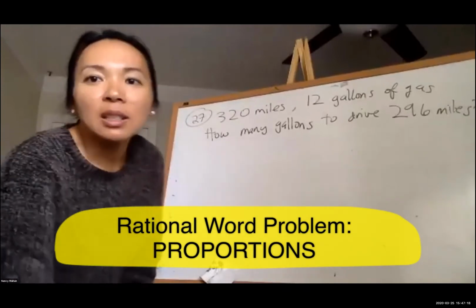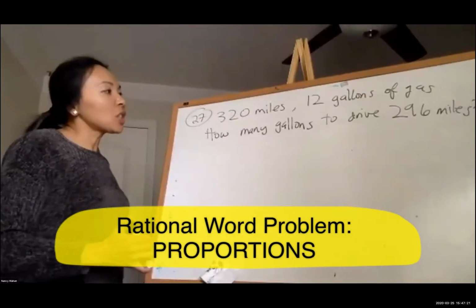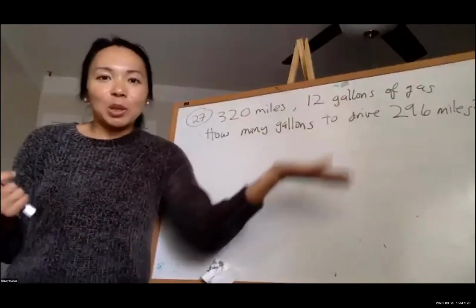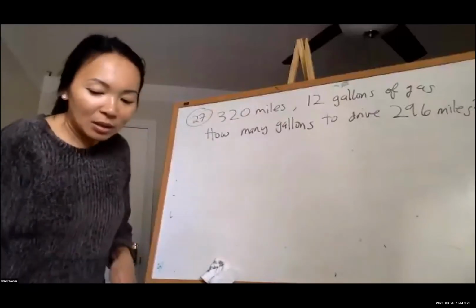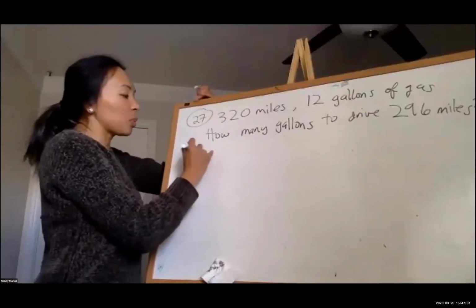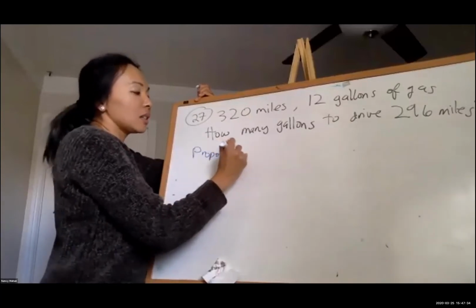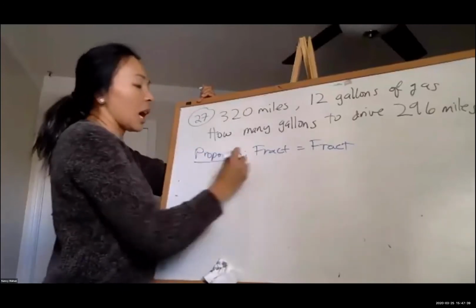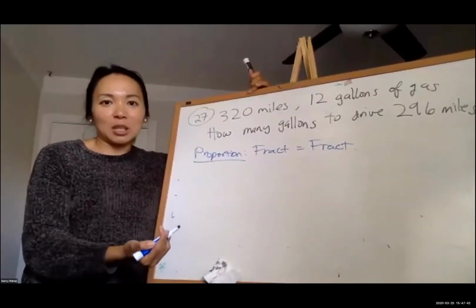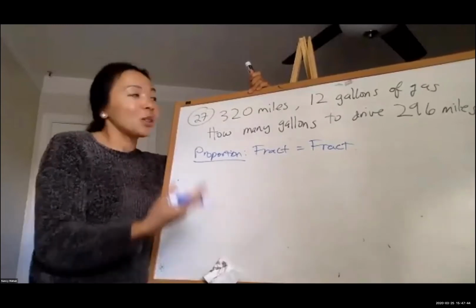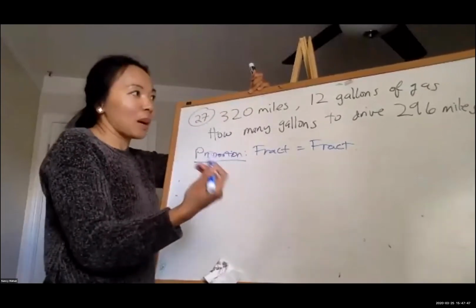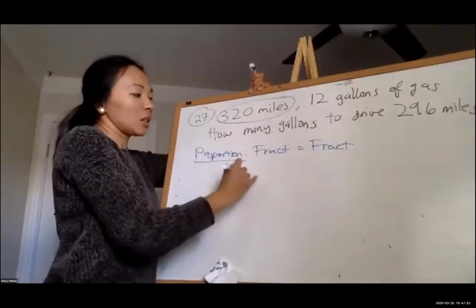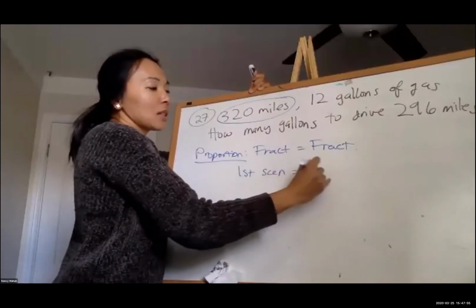So here a proportion is, I'm comparing two things, right? But it's the same car, the same person driving the car. So I'm going to create a proportion. A proportion is a fraction equal to another fraction. I'm comparing two things that are proportional to each other because it's the same car, and therefore it uses the same mileage per gallon. So the first scenario is proportional to the second scenario.